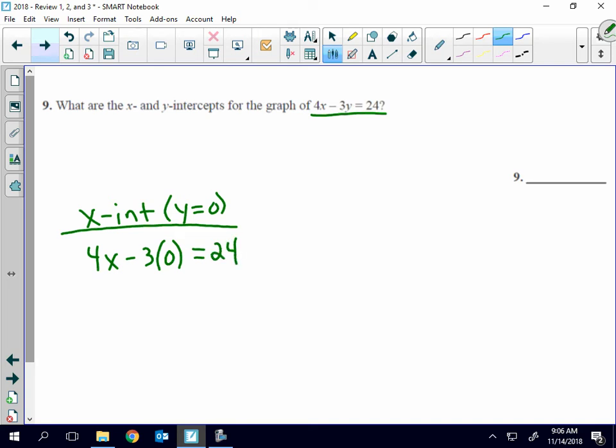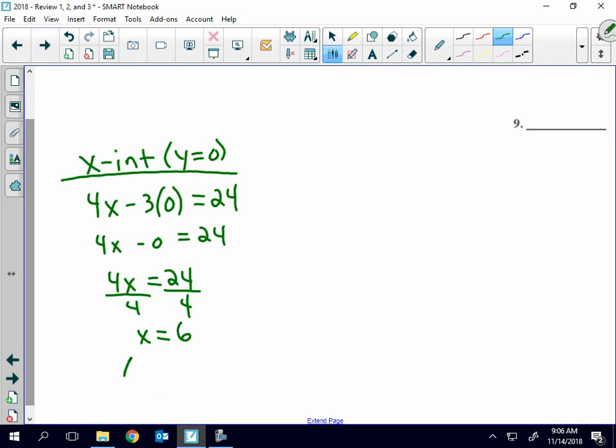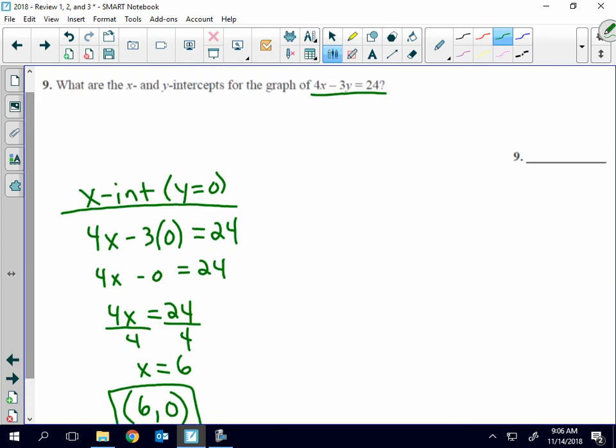Okay, that means you'll have 4x minus 0 is 24. You don't have to write every step, as long as you know that 4x will equal 24, and we have to divide by 4 to get x by itself. All right, and we're going to write that as an ordered pair. So that's going to be the x is 6 and the y is 0, because that's what we plugged in. Okay, so (6, 0). Let's do the y-intercept.